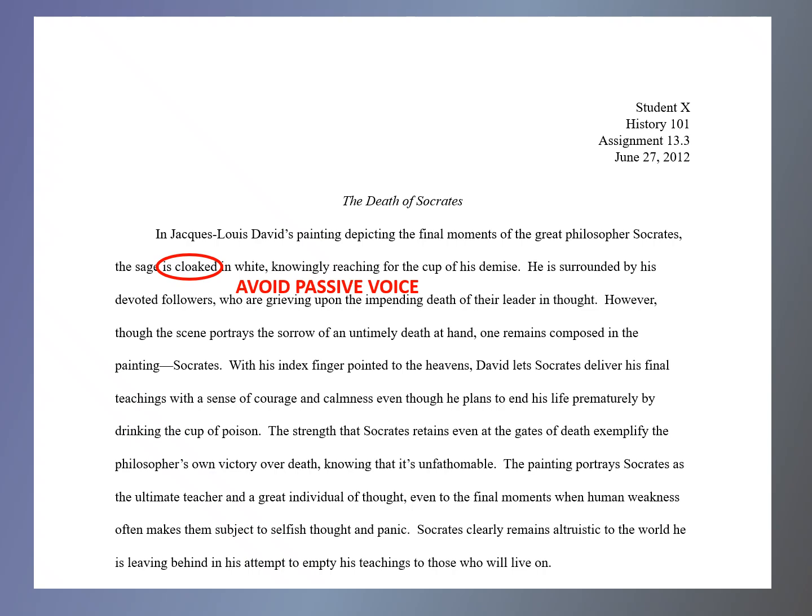Simply switch the subject and the object of the sentence, or provide a suitable subject of the sentence. Instead of writing "the sage is cloaked in white," write instead "the artist cloaks the sage in white." Notice that you have said the exact same thing, but you have now done it with active voice, which is a much stronger and more scholarly manner of writing.